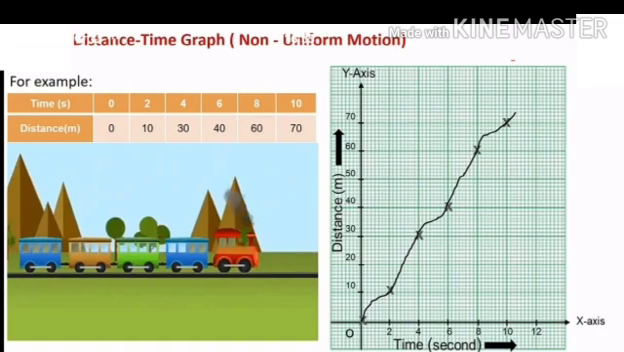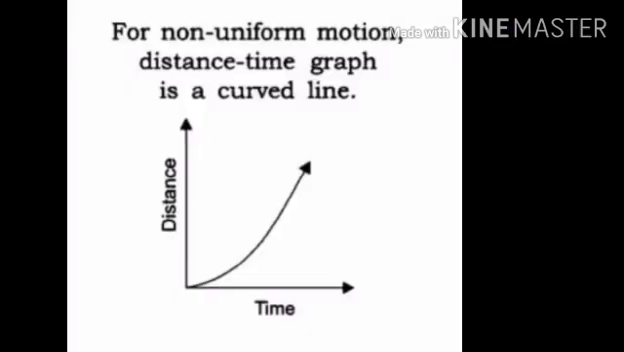So we can say that, children, when an object moves with a non-uniform speed, it travels unequal distances in equal intervals of time. In this case, the distance traveled by the object is not directly proportional to time, and hence the distance time graph is not a straight line, it is a curved line.